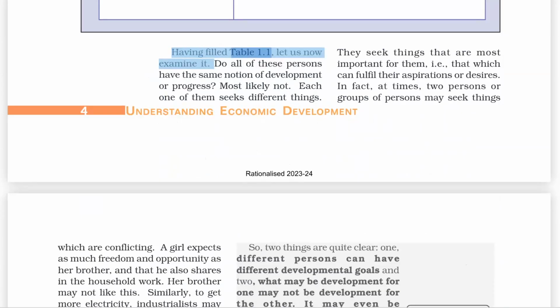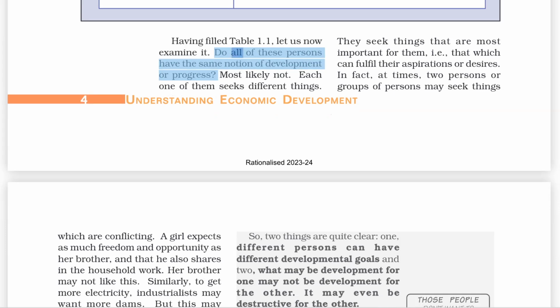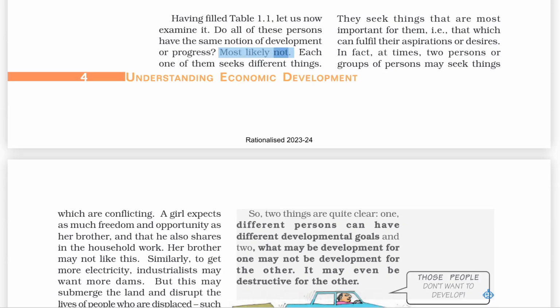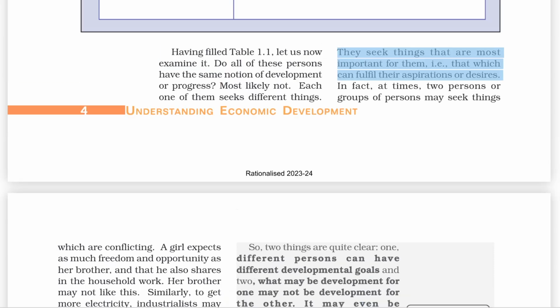Having filled Table 1.1, let us now examine it. Do all of these persons have the same notion of development or progress? Most likely not. Each one of them seeks different things. They seek things that are most important for them, that which can fulfill their aspirations or desires.